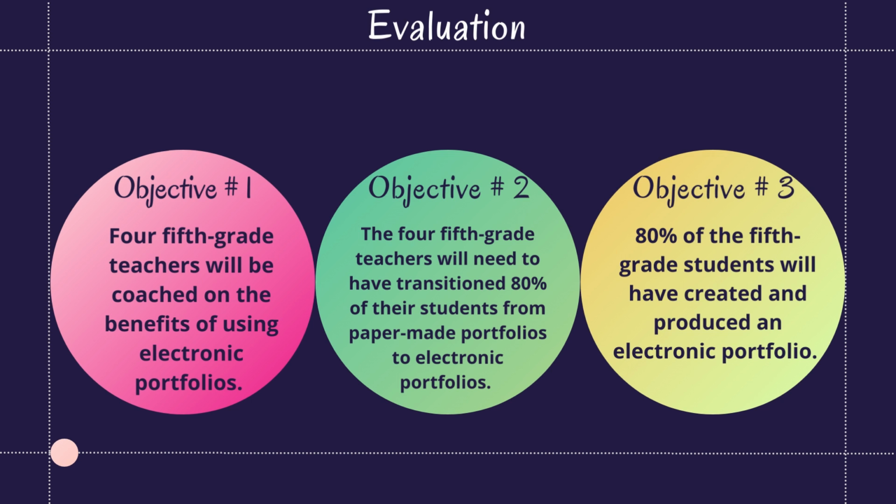Objective number 2 was for these same four fifth grade teachers to have transitioned at least 80% of their students from the paper made portfolio to the electronic portfolios. Logs, forms, and templates continued to be provided throughout the process to monitor their progress. The I do, we do, you do checklist was also provided. This particular checklist allowed teachers to receive specific guided instruction on how to effectively implement the portfolios with their students.